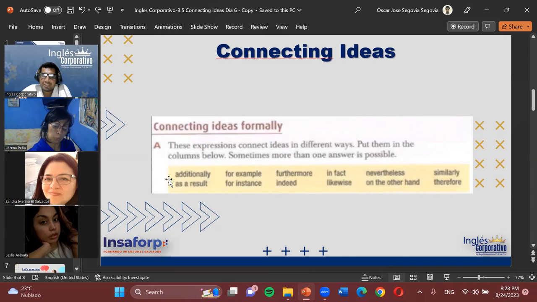Let's start with additionally. I think that one is one of the easiest ones. How would you guys use additionally? Or in what examples or situations can you place additionally? I like the color blue, white, and additionally orange. Mm-hmm. Okay.